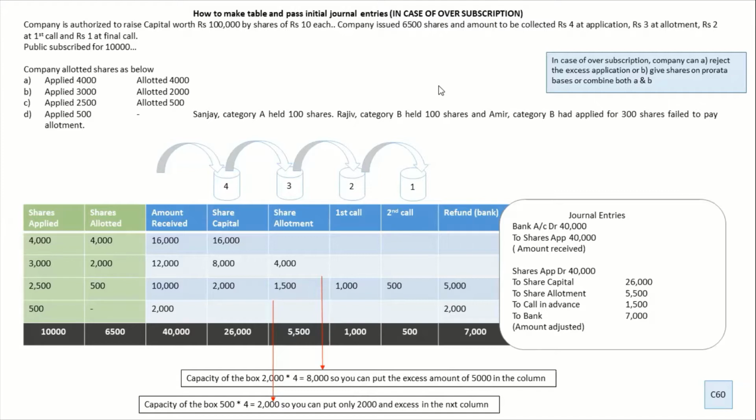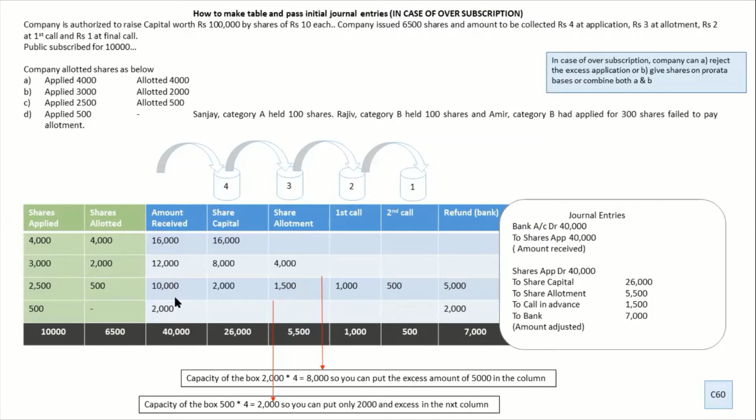Now what is the next column? Amount received. Somebody who applies for 4,000 pays you the application money of 4 rupees, isn't it? So 4,000 into 4, 16,000. Same way you have to fill up the entire boxes. 4 3s are 12, 4 25s are 100 and 4 5s are 20. So this is how I get the amount received.